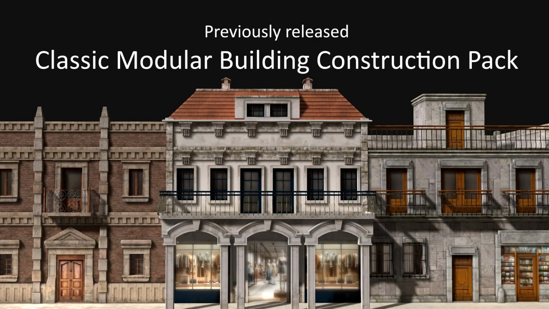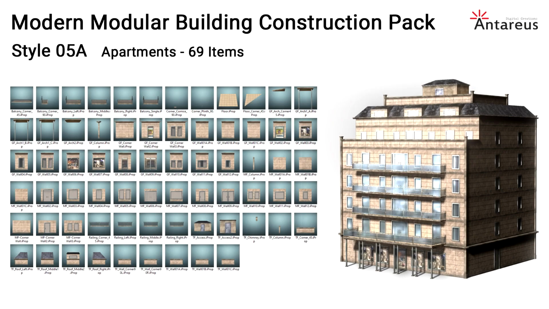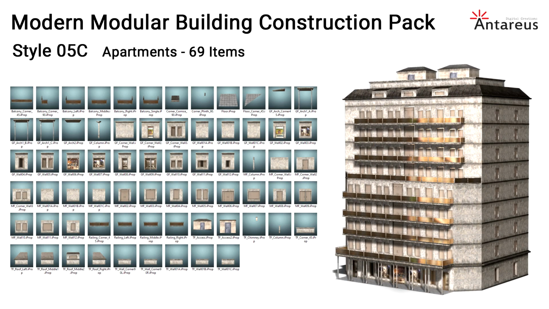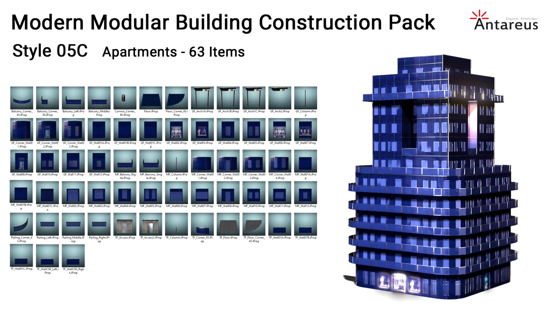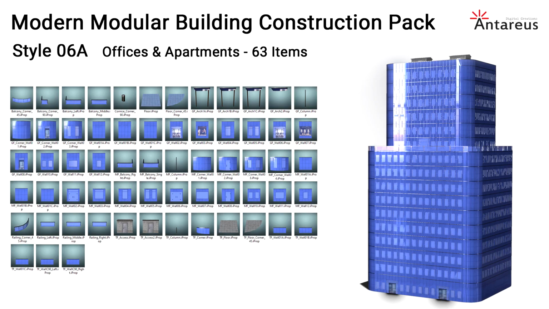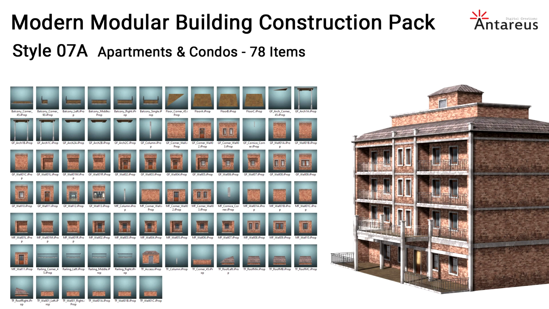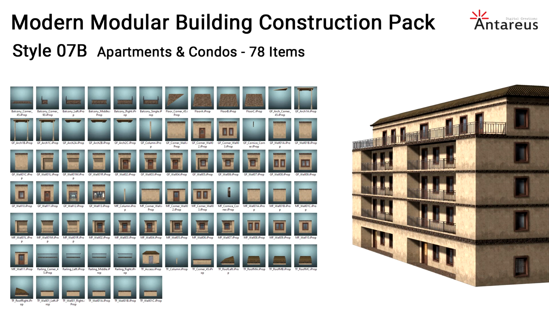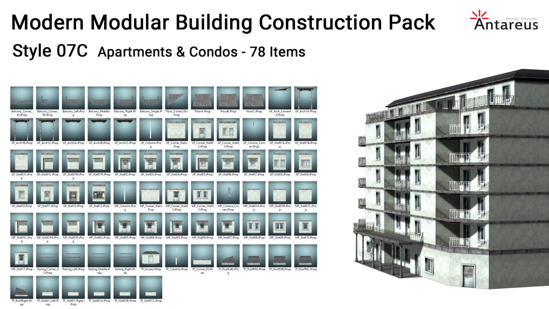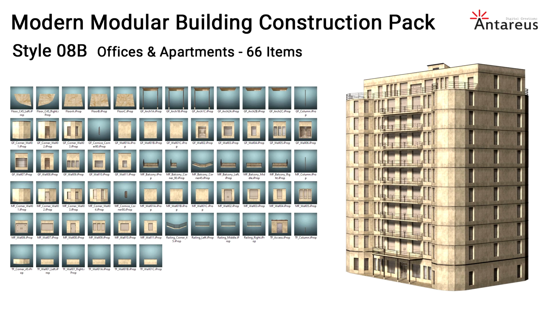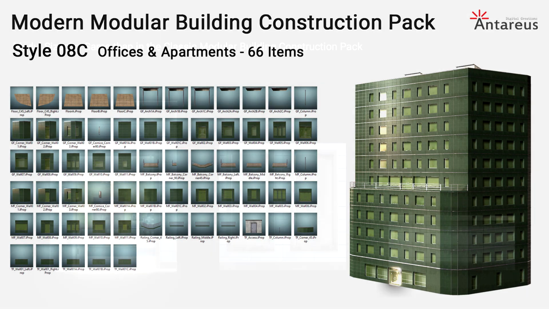Like in the classic modular building construction pack, this pack also provides a huge number of modules, divided in 4 mesh styles, with 3 material variations each one, allowing you to create a big variety of buildings, from residential apartments to modern office buildings, always using optimized meshes and customizable realistic PBR materials like marble, concrete, glass, bricks and plaster.